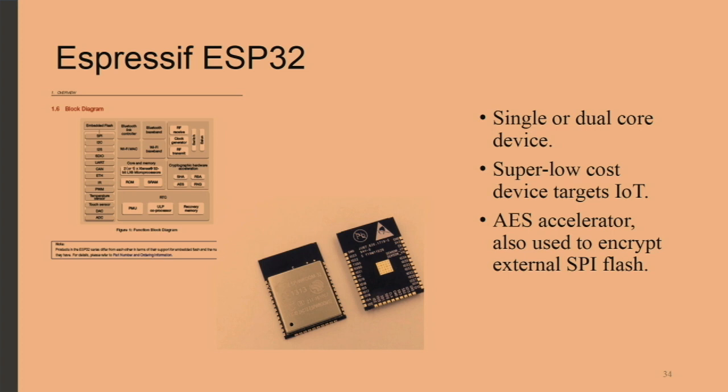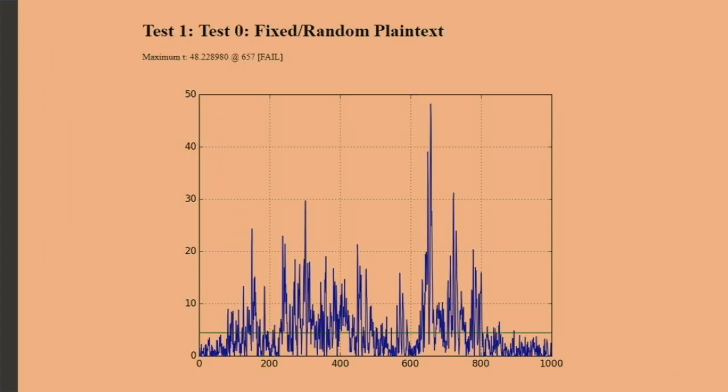The next device, Espressif ESP32. It's a really low-cost device. Has a lot of stuff in it for the cost. It's crazy. It has an AES accelerator anyway that can be used to decrypt external SPI flash to load data in as it's coming in.